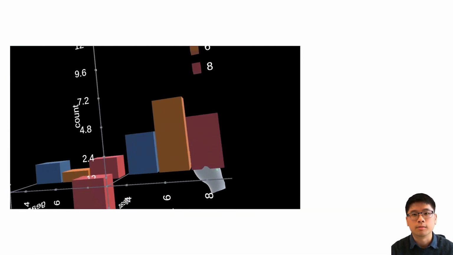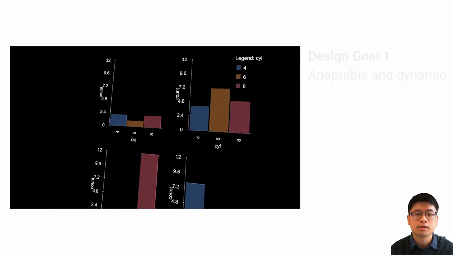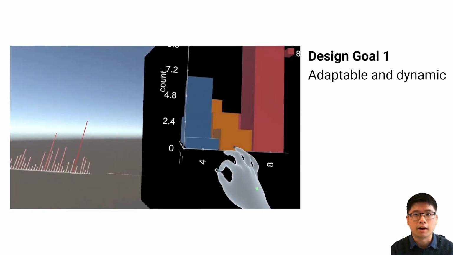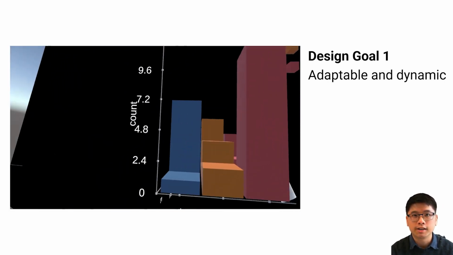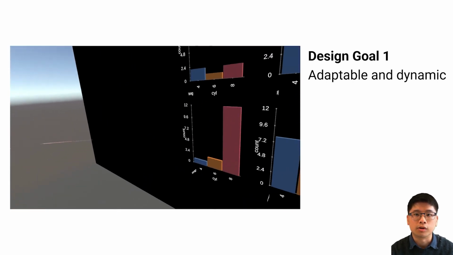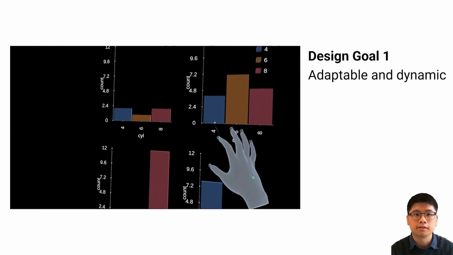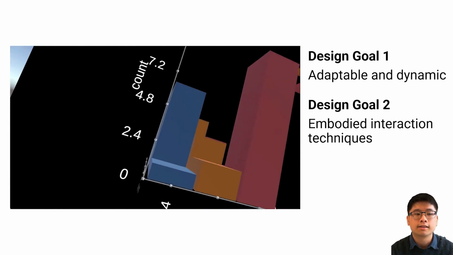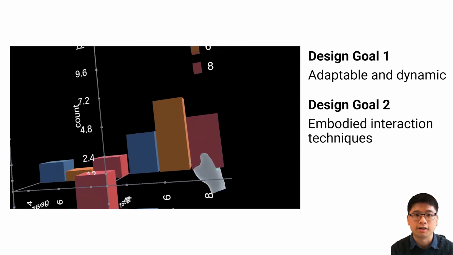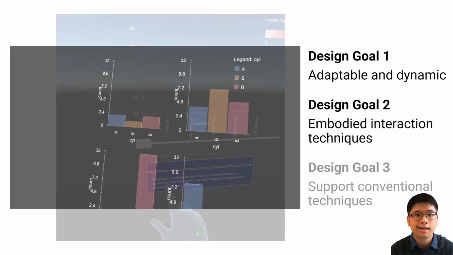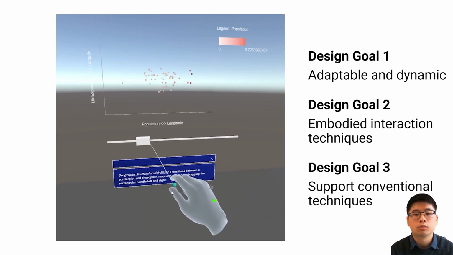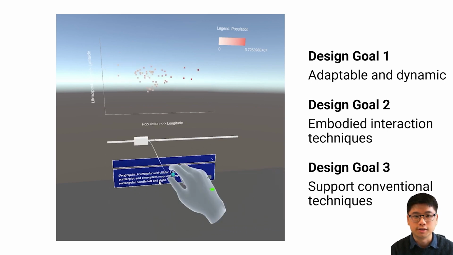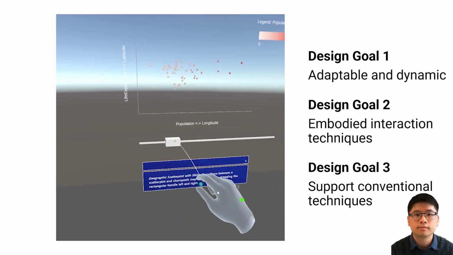That bar chart morph demonstrates two of our three design goals. First, morphs are adaptable and dynamic. This 3D bar chart was just a regular 3D bar chart. However, by pushing it into a wall, the morph is dynamically applied to it. Second, morphs support embodied interaction. This type of hand interaction is made possible with immersive technologies. Our third design goal is simple. We want to support conventional animated transitions as well, such as using familiar sliders.